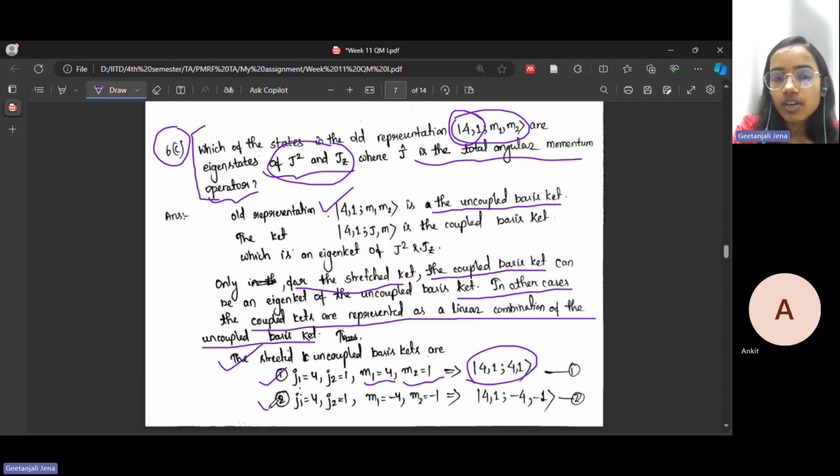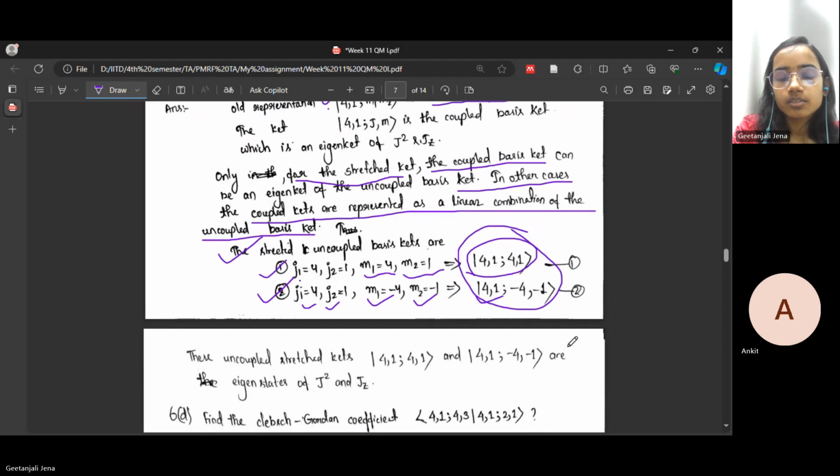And the other one is the extreme minimum point. For J1 equal to 4, M1 can take the minimum value -4. For J2 equal to 1, M2 can take the value -1. So the stretched state is 4, 1, -4, -1. So these two stretched states are directly related to the uncoupled basis states. That means these uncoupled stretched states are the eigenstates of J square and Jz.